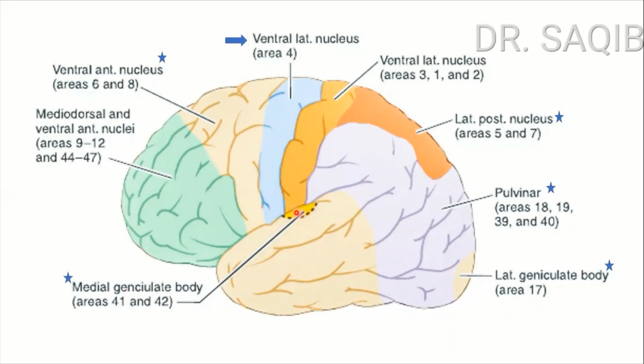And this is the medial geniculate body, areas 41 and 42. This is the superior temporal gyrus, or part of the superior temporal gyrus. This is responsible for hearing; this is the hearing area. So that was a very, very brief lecture on the thalamus functions.